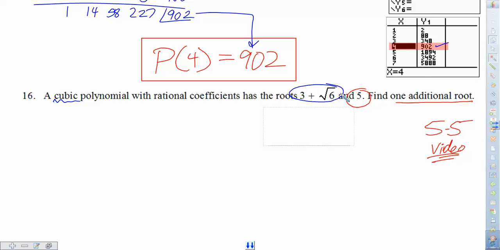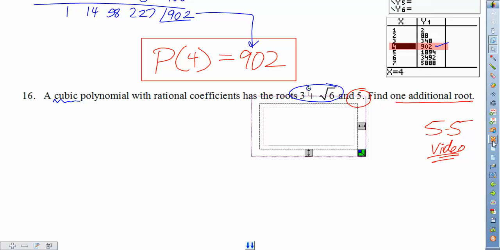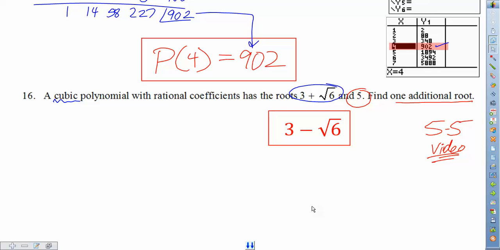If 3 plus the square root of 6 is an answer, then 3 minus the square root of 6 must also be an answer. Okay? And so in the next segment of the video, we will wrap up the rest of this review.